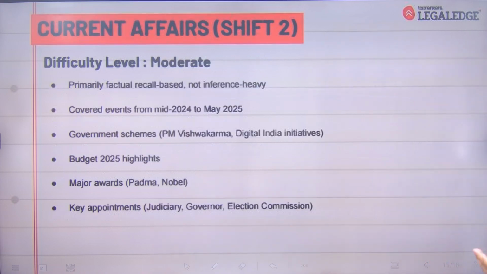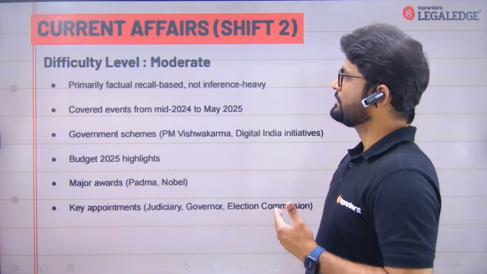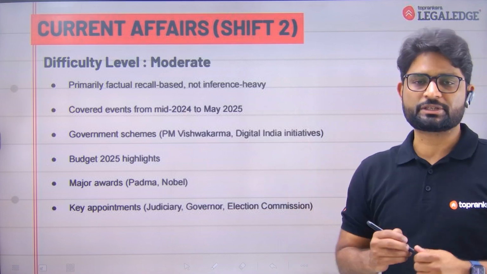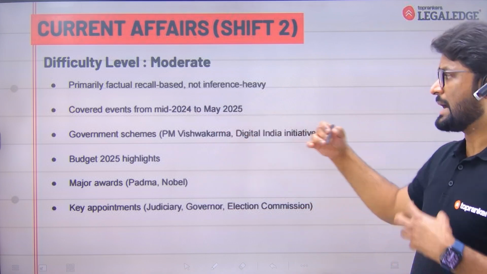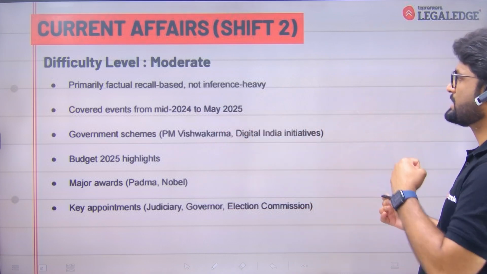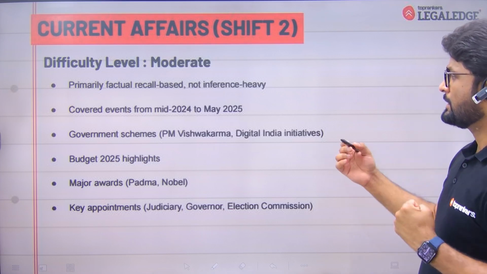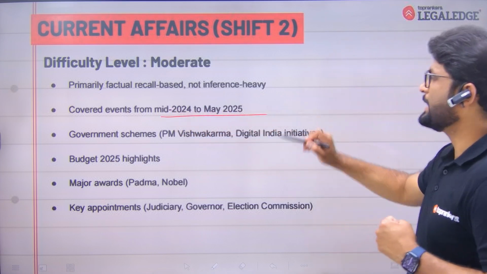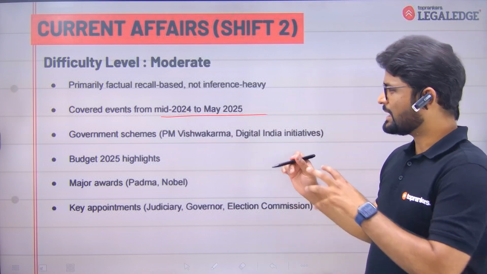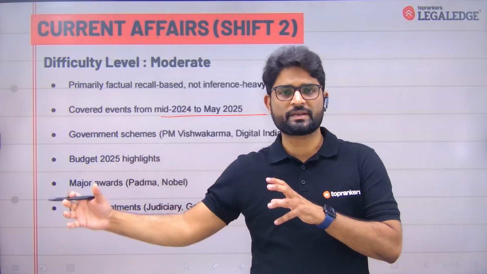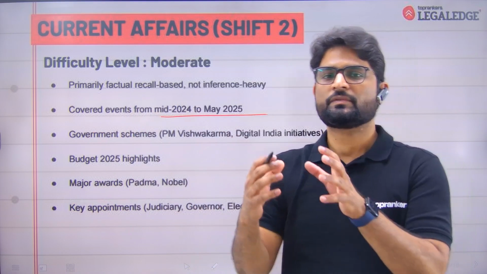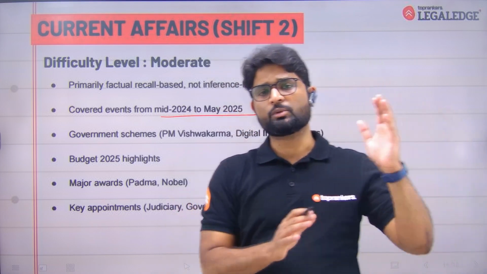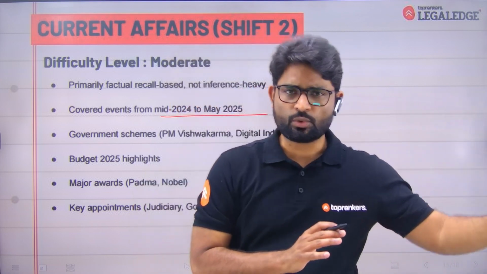Talking about the second section of shift 2, which is current affairs, the level of the section was moderate. The questions asked were again primarily very factual, recall based, not very inference heavy. They covered mid 2024 to May 2025. Again, the major part of current affairs was from the past 7-8 months, but there were some questions from 2024 also. So should we prepare for more than 9 months? I would say no, it's not required.